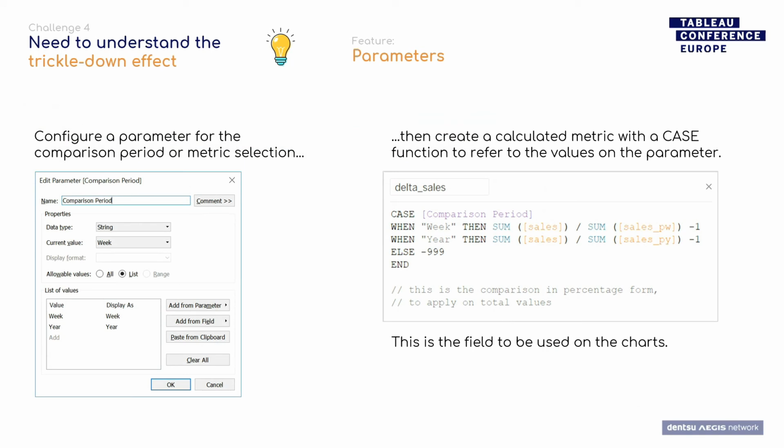In order to configure this kind of parameter, especially for people that are just starting in Tableau or that are doing different kinds of parameters, you might want to take a picture of this. We just configure the parameter for the compare period. We configure it as a string type parameter. And then we create a calculated field with a case function to refer to the values on that parameter. And this calculated field is the field that needs to be in the charts.